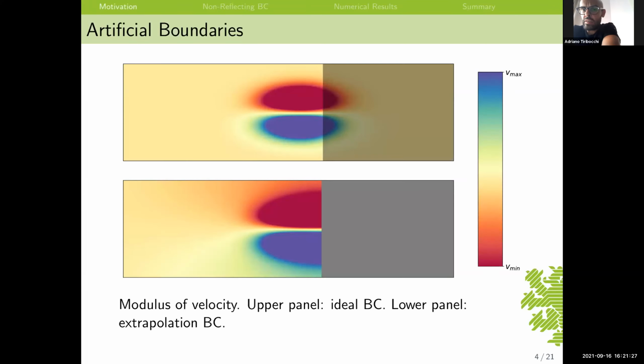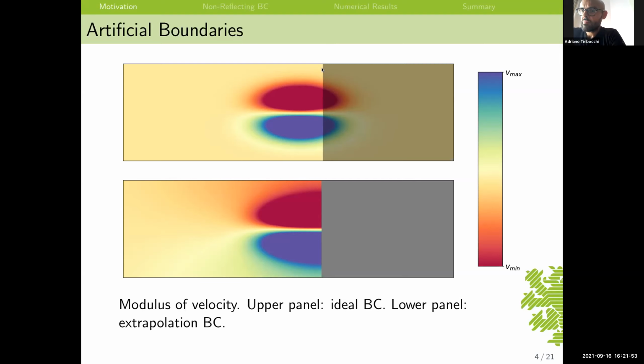So turning to the motivation, why even bother with non-reflecting boundary conditions? Non-reflecting boundary conditions are an important concept when it comes to imposing artificial boundary conditions, namely putting boundary conditions where normally there is no boundary. This will arise in settings where the physical domain is typically very large or perhaps even unbounded.